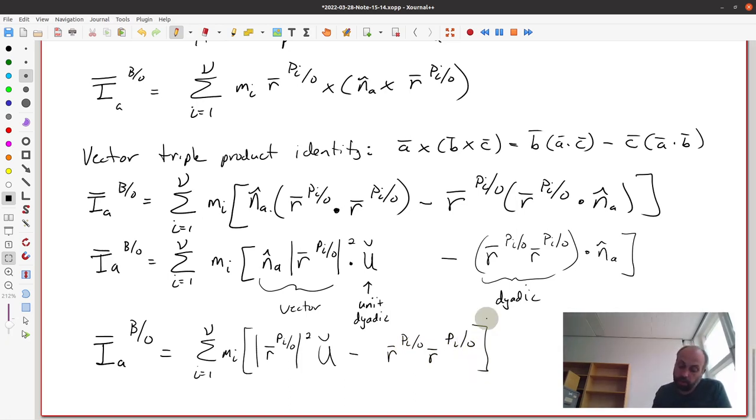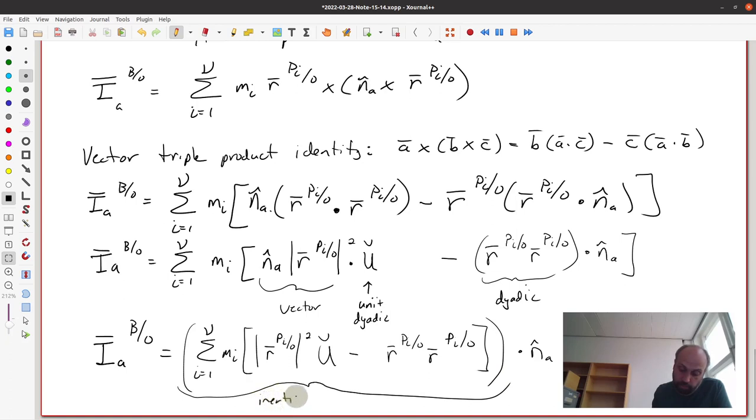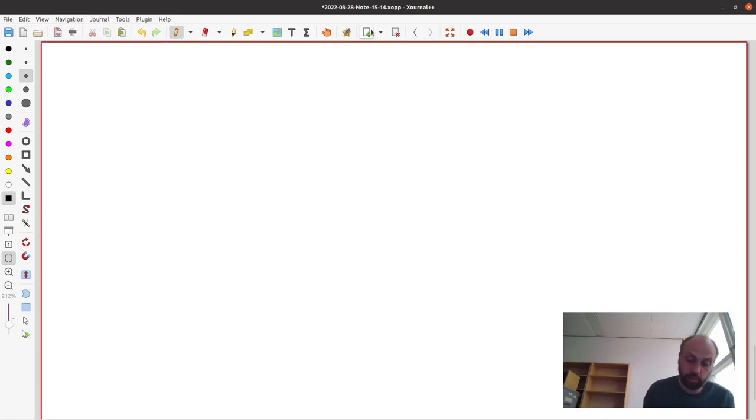And then big parentheses, the whole thing. If I pull out the dot A, then I have a dyadic here dotted with an A to get that inertia vector. Well, this piece, I'm running out of space, but this piece is what we're going to use as the inertia dyadic. It contains all the information about the inertia of B with respect to O without needing to have an A in the picture. So, go to a new page.